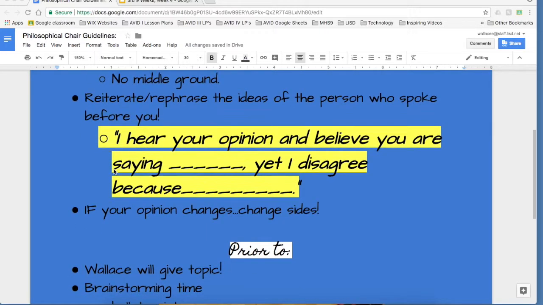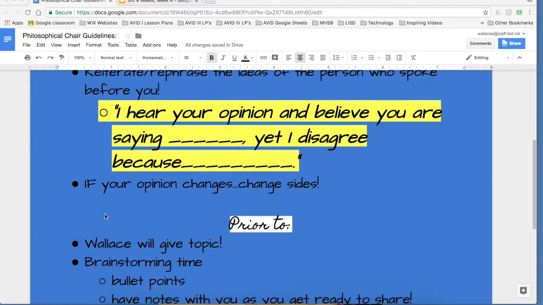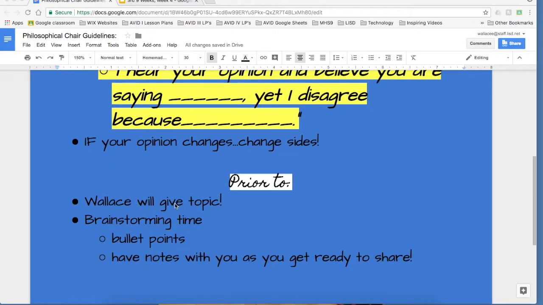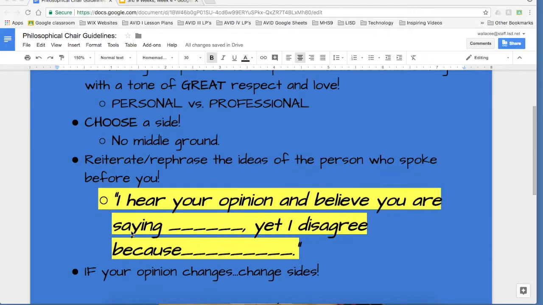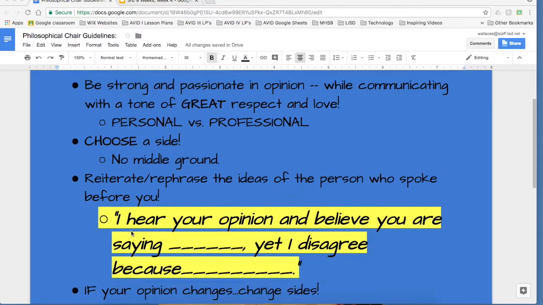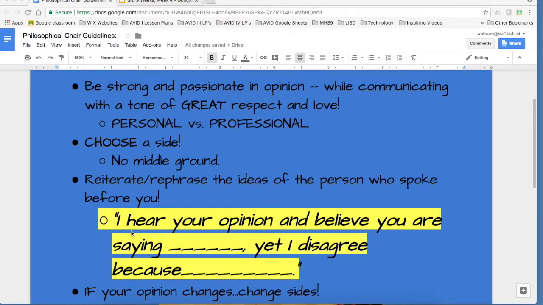If someone's talking on one side and they convince someone on the other side, you can change sides at any point. Typically beforehand, I try to give them the topic if I want some research done. They can have some brainstorming time, bullet points, and notes as they get ready to share. I also tell everyone in the room, at least two people on his side have to speak again before Chris can speak again, so that Chris doesn't own the debate.